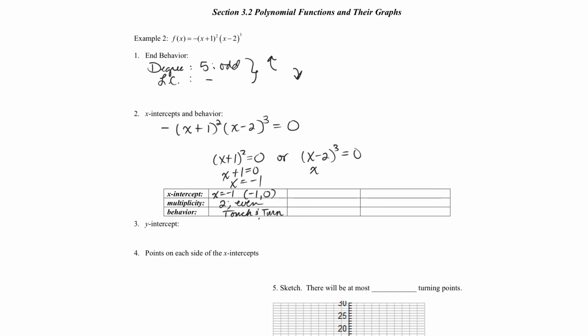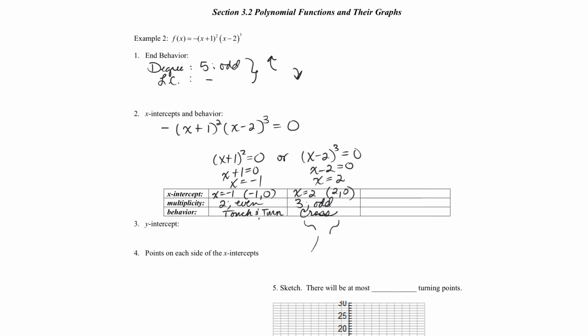Now, for (x minus 2) cubed, if I solve x minus 2, I get x equals 2. I'm going to be plotting that at (2, 0). The multiplicity is 3 because this factor is repeated 3 times, which is odd, and it's going to cross. And because the multiplicity is 3, it's going to do so either like this or like this, right? Not straight across. Remember, the higher the multiplicity, the flatter the graph becomes near that x-intercept.